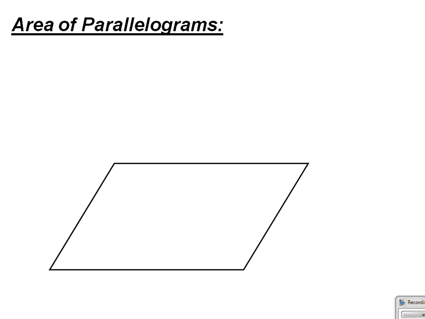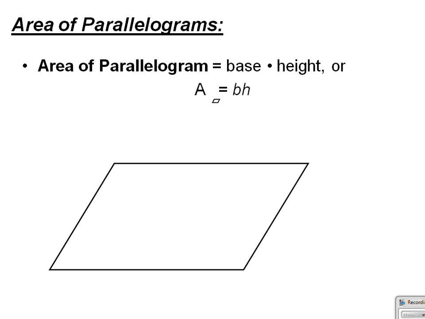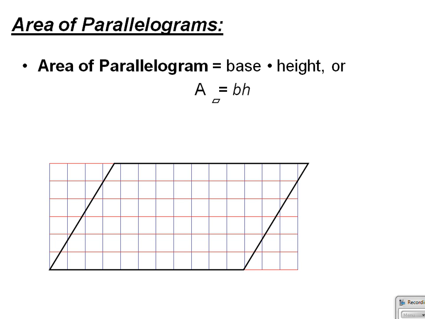Now, what about the area of a parallelogram? Now, the area of a parallelogram is the exact same as the area of a rectangle. Area of a parallelogram equals base times height, or A equals BH. Now, previously in the last slide, we tried to go and calculate areas by actually sectioning off a rectangle into square units and counting up those individual square units.